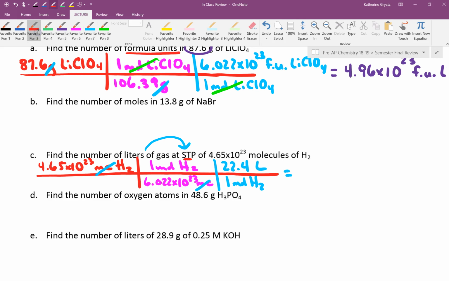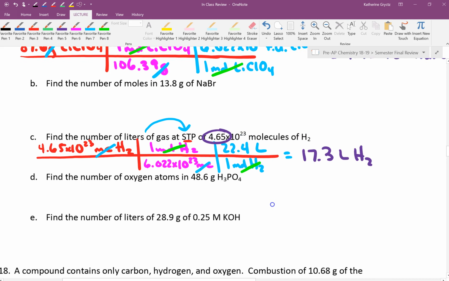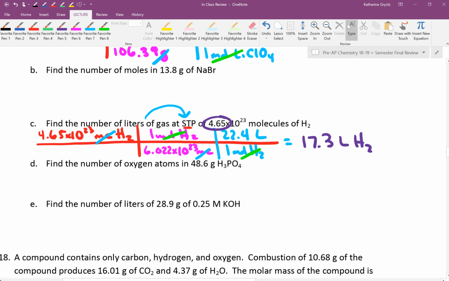Okay, so if you go ahead and calculate that, we have liters as our units because our moles cancel, and you should get 17.3 liters of the hydrogen. I did 3 sig figs because that's what I was given in the problem. Okay, so I'm going to do E right now and then come back to D because D has a little wonky thing, but I want you to see the difference.